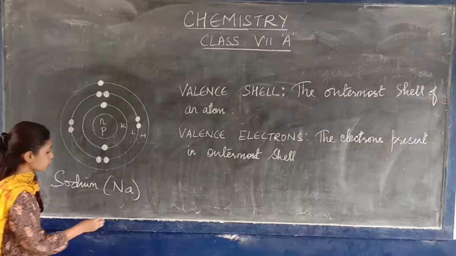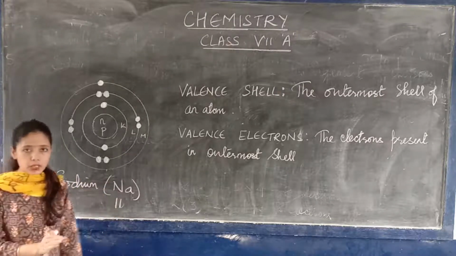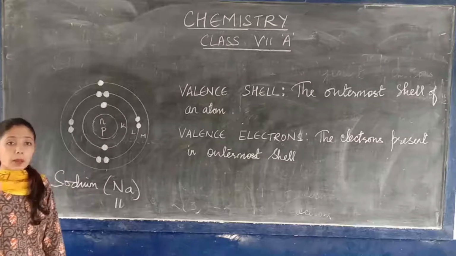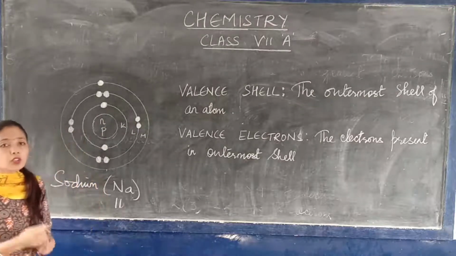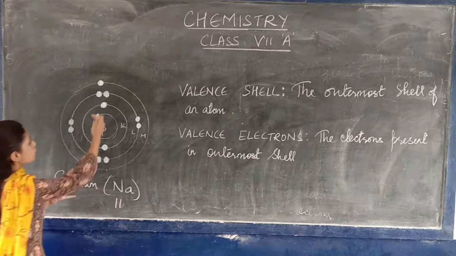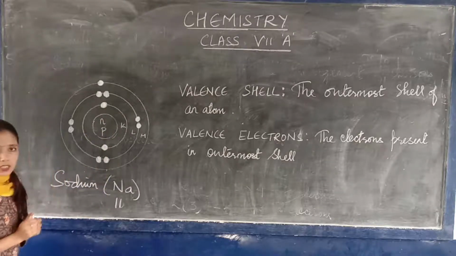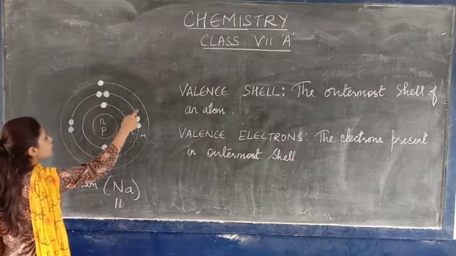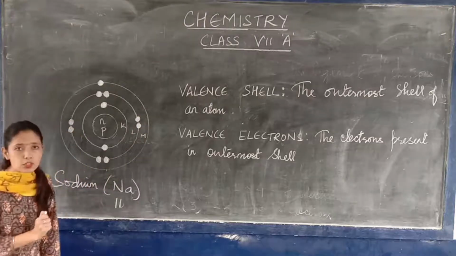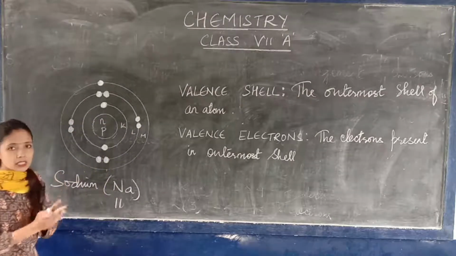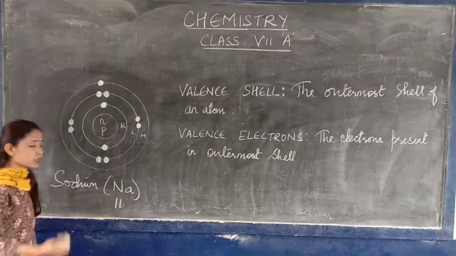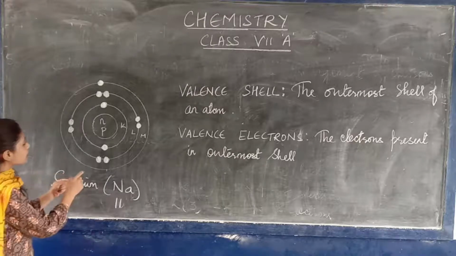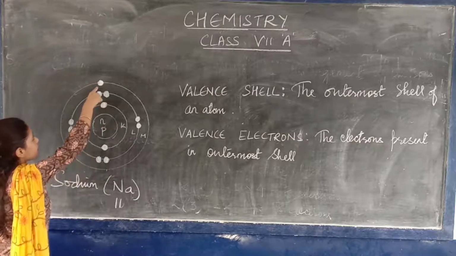The atomic number of sodium is 11, which means there are 11 electrons. In the first cell we can keep only 2 electrons, because the capacity of the first cell is only 2. The capacity of the second cell is 8, so we can keep 1, 2, 3, 4, 5, 6, 7, 8 electrons here. So 8 plus 2 is 10. But the atomic number of sodium is 11, so 1 electron is left. That 1 electron we will keep in the third cell.